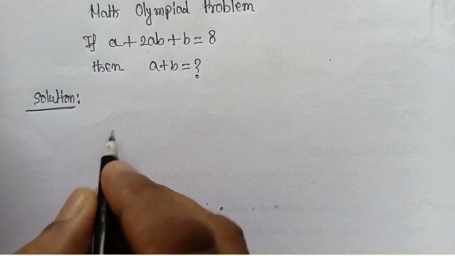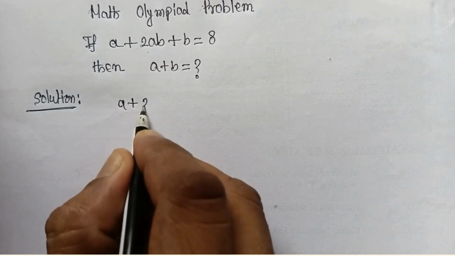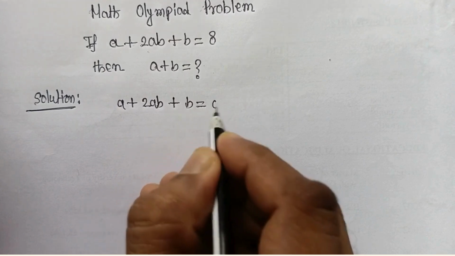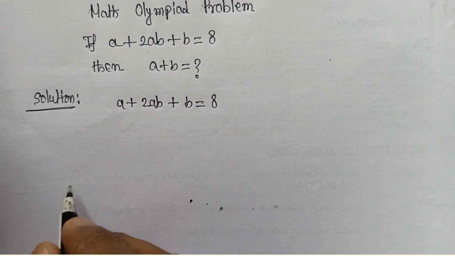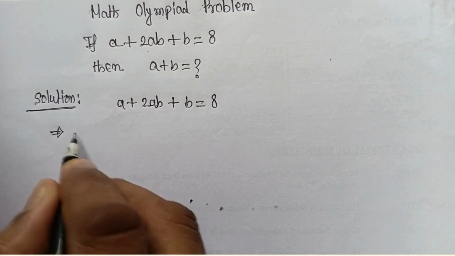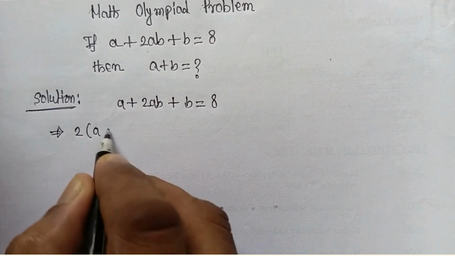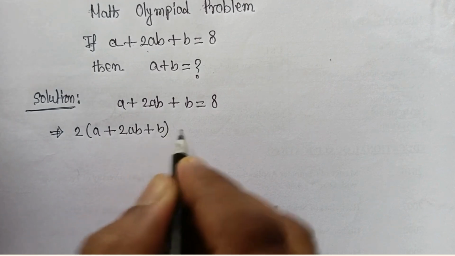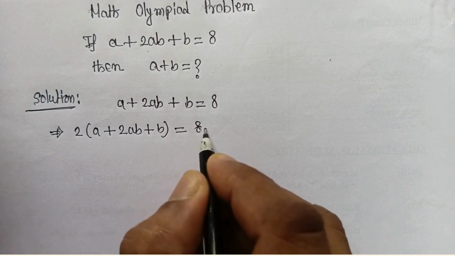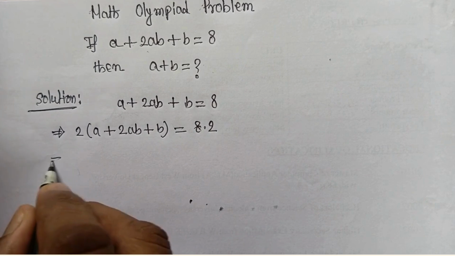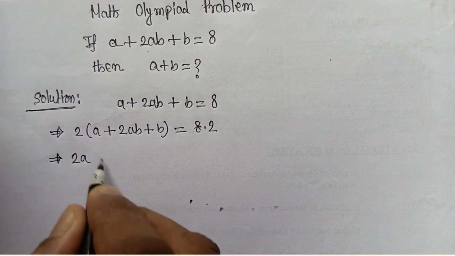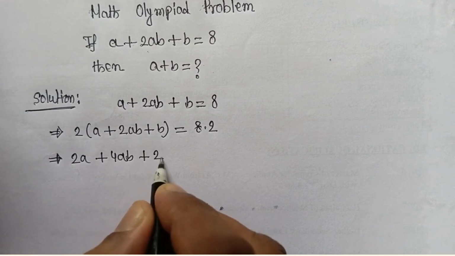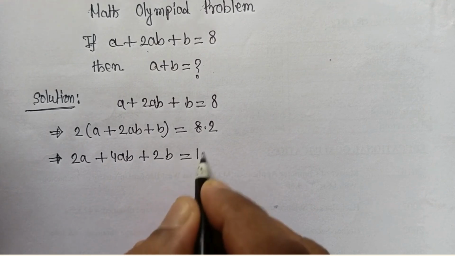We have the equation a + 2ab + b = 8. Now we are going to multiply both sides by 2: 2(a + 2ab + b) = 8 · 2. Now we get 2a + 4ab + 2b = 16.